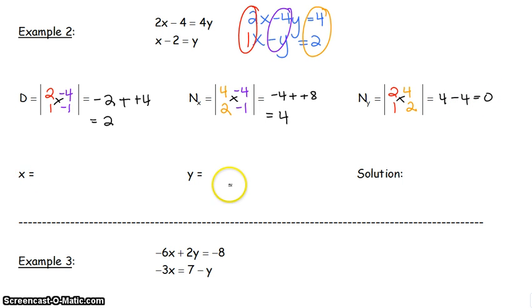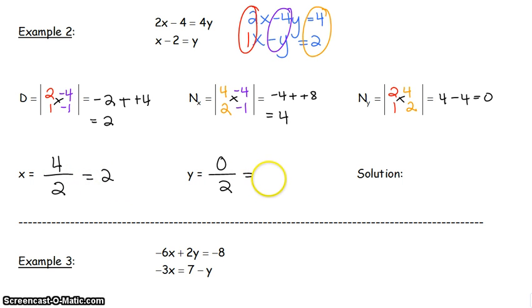So we've got to find our x and y coordinate. Again, our D stands for denominator, so that's on the bottom of both of our pieces. N sub x means numerator for x, so it's going to go on top for our x coordinate. N sub y, that's going to go as the numerator for our y. 4 divided by 2 is 2.